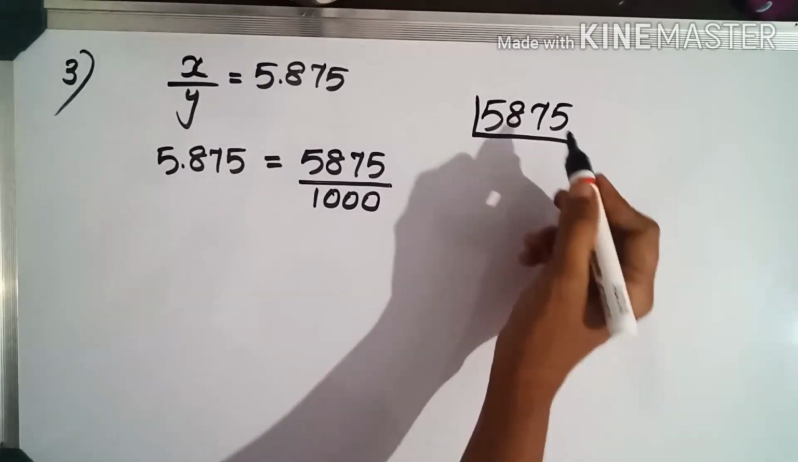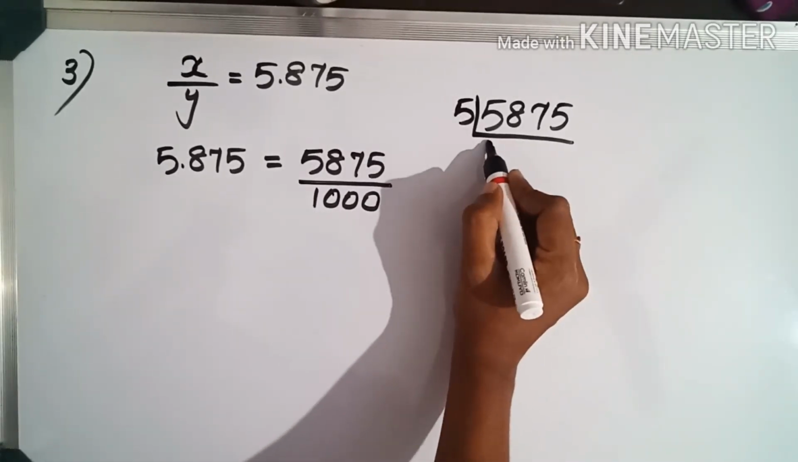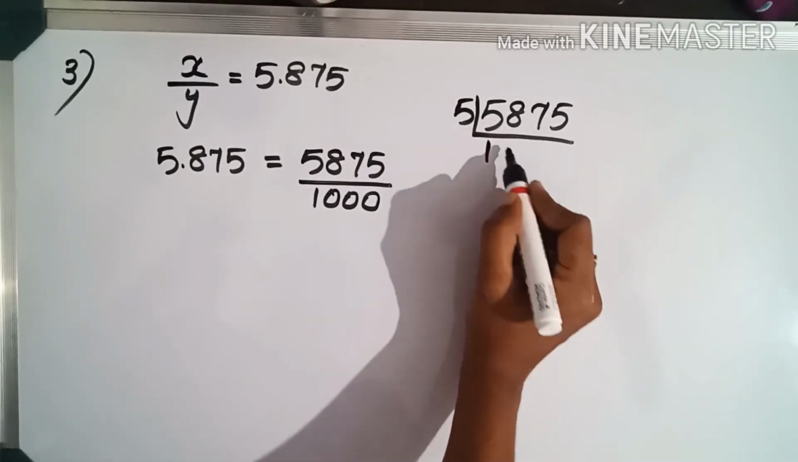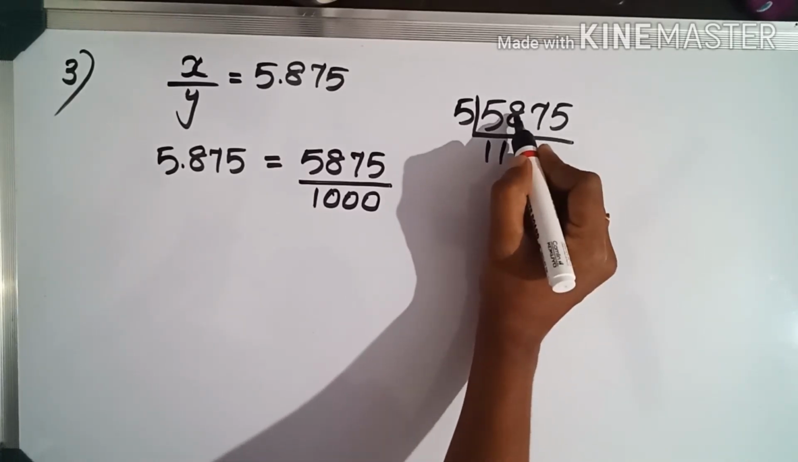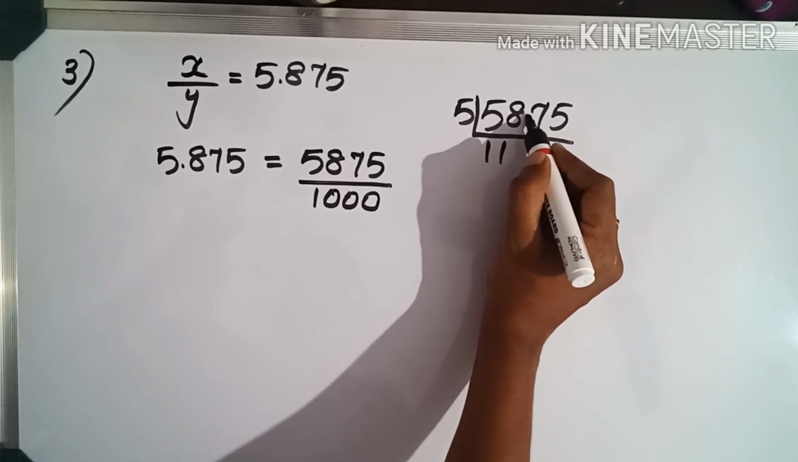Last digit is 5. So let's consider the number as 5. In 5, only one 5. Now in 8, also only one 5. Balance 3 here. In 8 only one 5. The remaining 3, let's consider here.